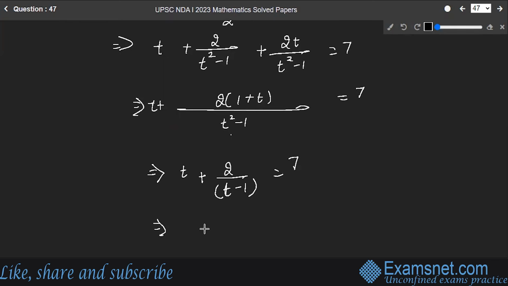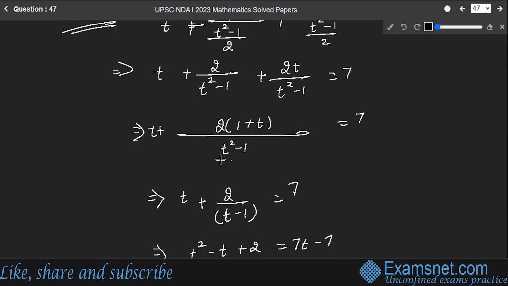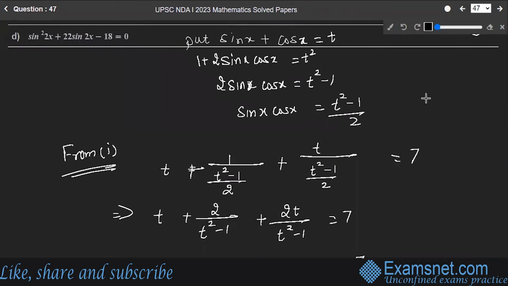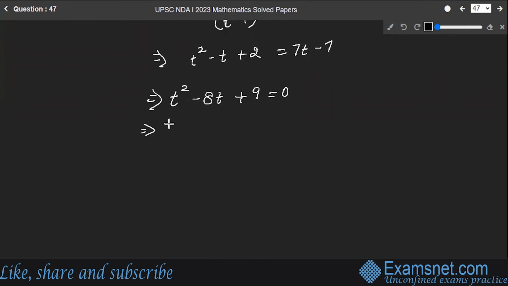Right? Now, this will be t square minus t plus 2 is equal to 7t minus 7. Right? I have taken the LCM, and at the same time, I have done the cross multiplication. So this will be t square minus 8t plus 9 is equal to 0. So the two factors will be, see, over here, now I'll fill in the value for t only. Okay. t was assumed to be sin x plus cos x, and t square was 1 plus sin 2x, 2 sin x cos x. I'll fill in the value. I will not find out the factors now. So this was equal to 1 plus 2 sin x cos x square.